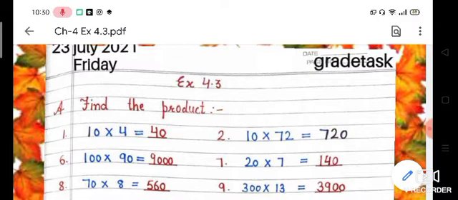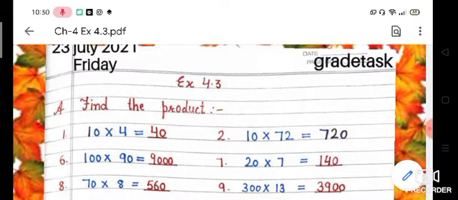Okay students, let us start with exercise 4.3. This exercise is based upon multiplying by 10, 20, 30, 40, 50, 60 up to 90. In the same way, multiplying by 100, 200, 300, 400. How will we multiply these numbers?